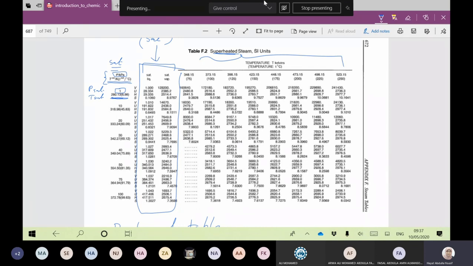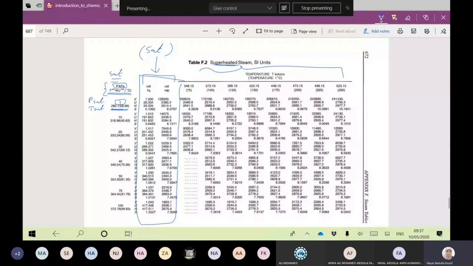Okay, so that summarizes how to read the tables. With table F2, as I said, the first two columns are related to saturated properties, whether liquid or vapor.